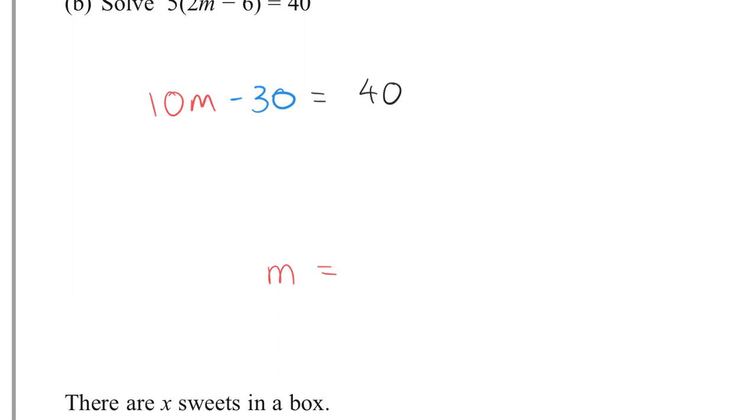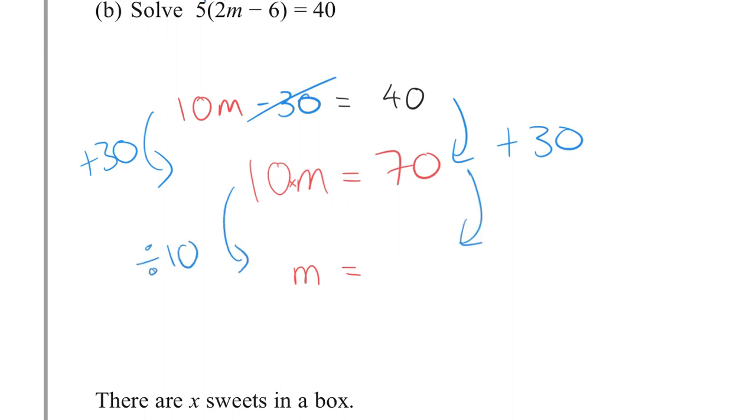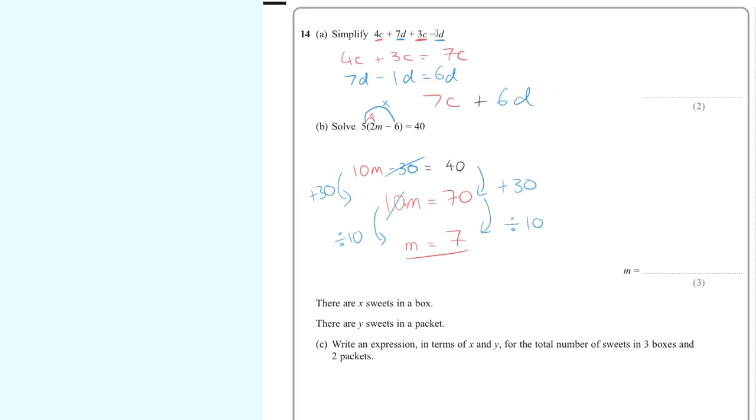For now, let's get rid of this minus 30. To get rid of a minus, we do the opposite, we plus. Right, so we can say it's gone. So 10m is equal to 70. Remember, 10m means 10 times m. You might already have worked out what m is. But to get rid of that, we're going to divide by 10. So m is equal to 7.